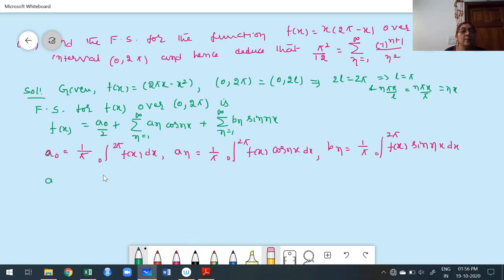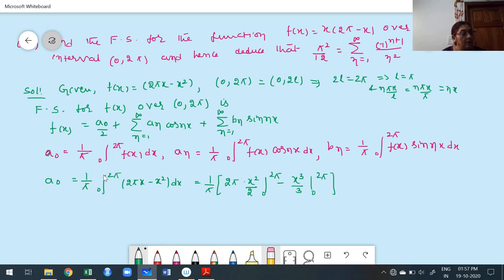The next is actually I have to find out a naught. What is my a naught? It is 1 by pi, integral 0 to 2 pi. I'm explaining how, even though it's a complicated function, you easily find out 2 pi x minus x square with respect to x. 1 by pi is a constant. 2 pi is a constant for the first term. What is integration of x with respect to x? X square by 2, 0 to 2 pi, minus what is integration of x square? x cube by 3, what's the limit? 0 to 2 pi. Yeah. Now here observe carefully. Now here 2 to cancel. Okay, fine. This 2 and also this 2 is cancelled.